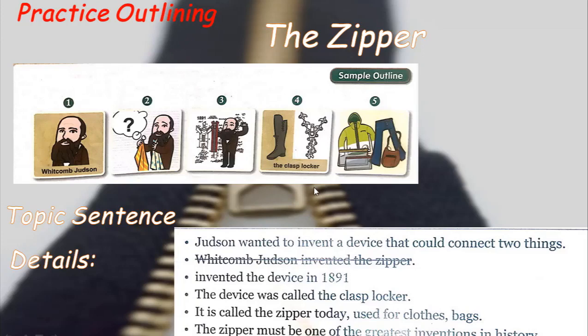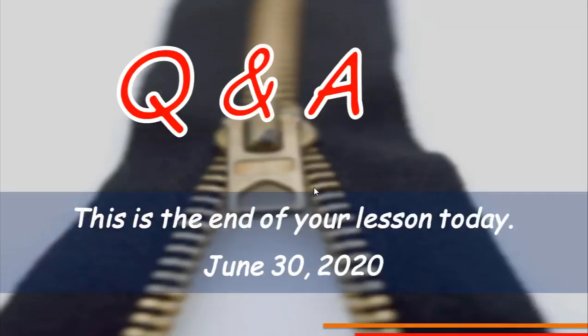So can you define the topic sentence, everyone? The topic sentence you may define by yourself, but the title is about a zipper. You can define it like a great man who invented the zipper, by yourself. So this is the end of your lesson today, everyone.